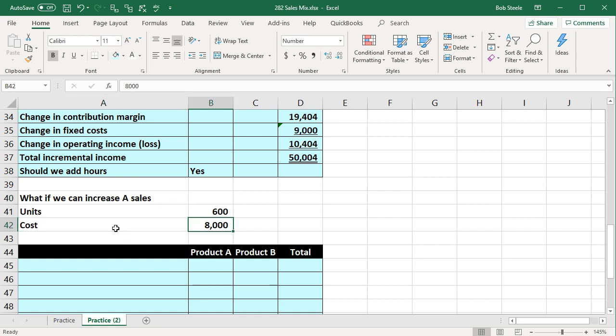We put 8,000 into advertising, and because A has a higher contribution margin per machine hour, maybe it would be worthwhile to increase the advertising, increase the sales, and then increase the number of units for A to 600 more units, so to 600 units. So let's say that's the case.